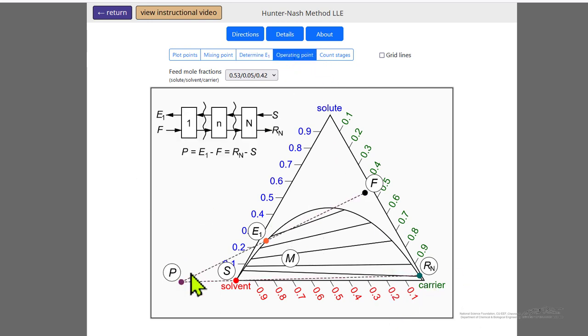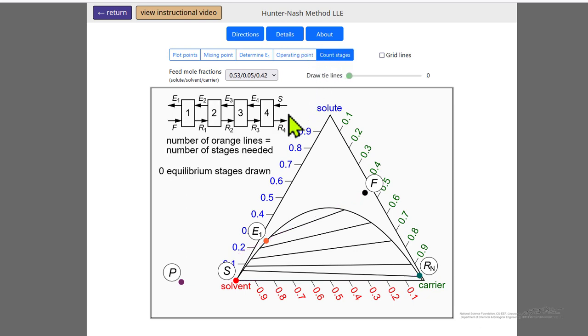Then we can determine something called an operating point, again using mass balances and showing the equation up here. And then we can proceed to count off the stages, the number of equilibrium stages, where if I move the slider, R1 and E1 are phases in equilibrium.